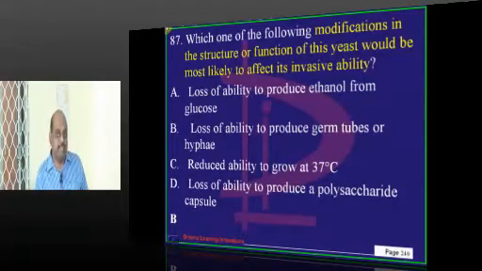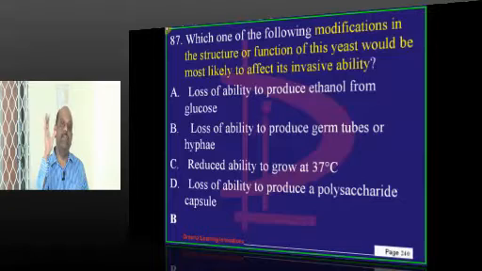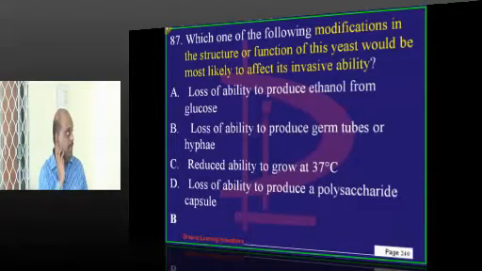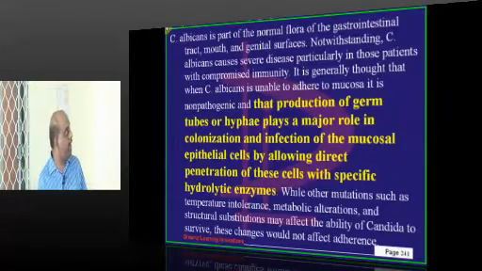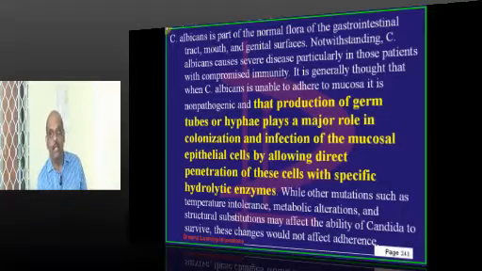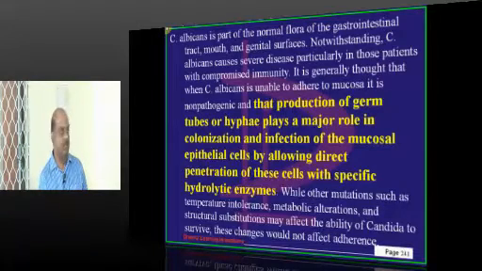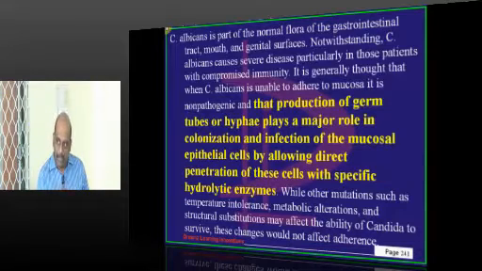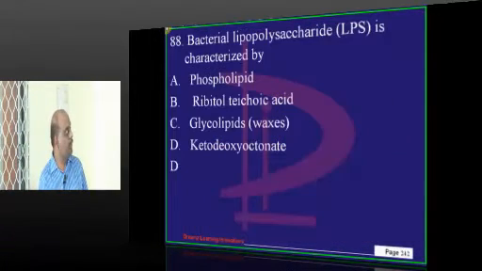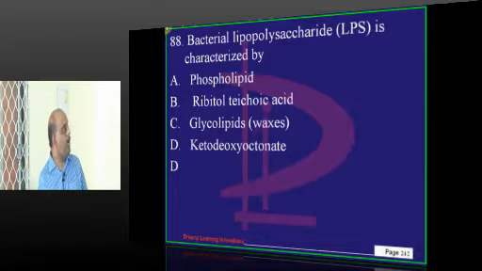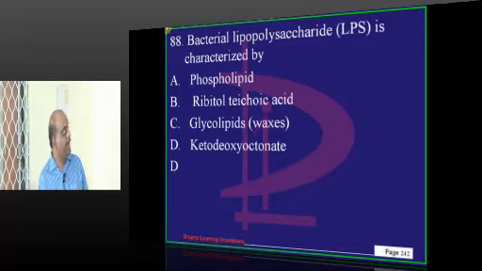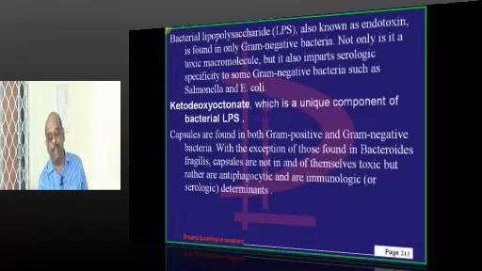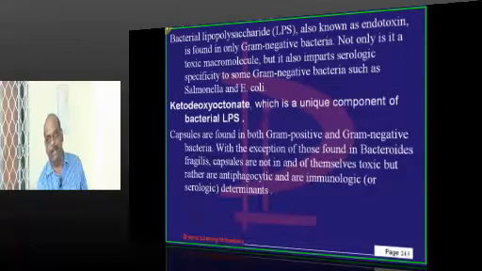Now doctor, what makes a yeast pathogenic? It is the ability to produce germ tubes, which is responsible for the pathogenic ability, is what you have to fundamentally remember. It is the one which makes colonization, pathogenic ability, everything rests in the germ tube formation. It is the ketodeoxyoctanoate, which is the main component of the lipopolysaccharide seen in gram negative organisms, is what you need to ultimately remember.